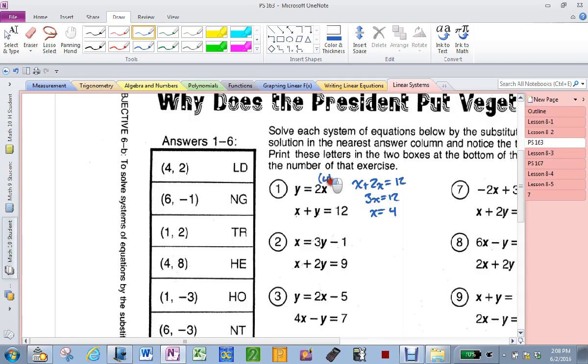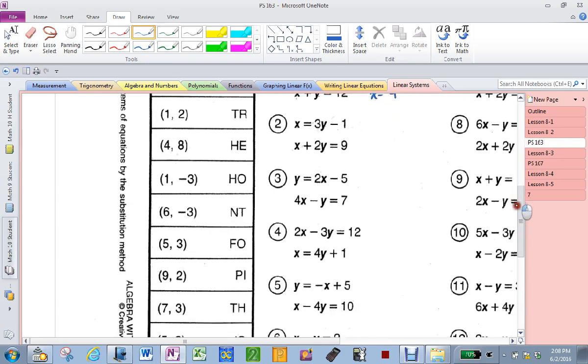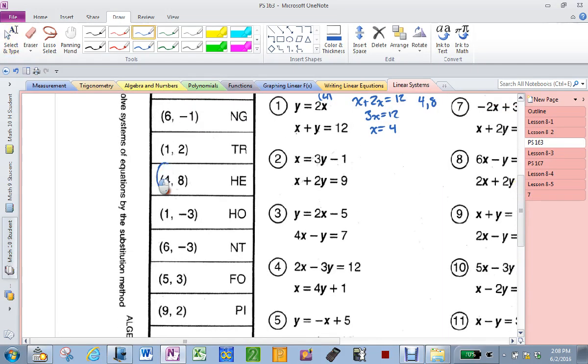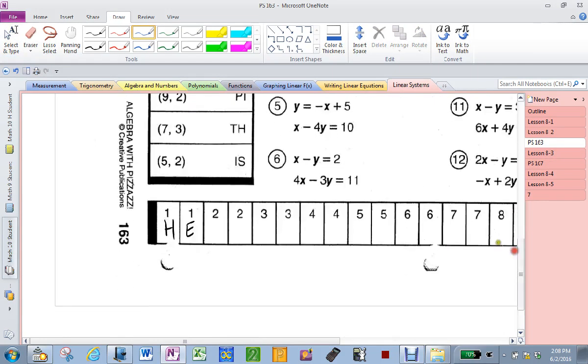So 4 goes there. 2 times 4 is 8. So the point is 4, 8. Then I go down my list. I find 4, 8, which is right here. And for the number 1, I put HE. Got it? Go!